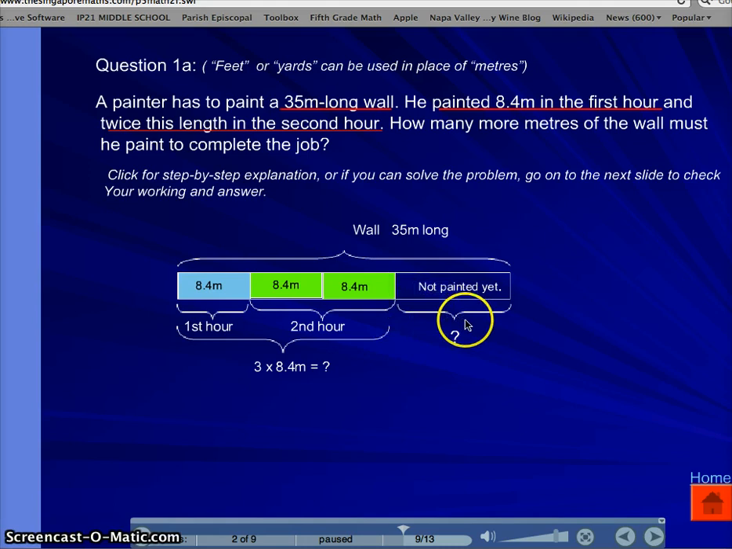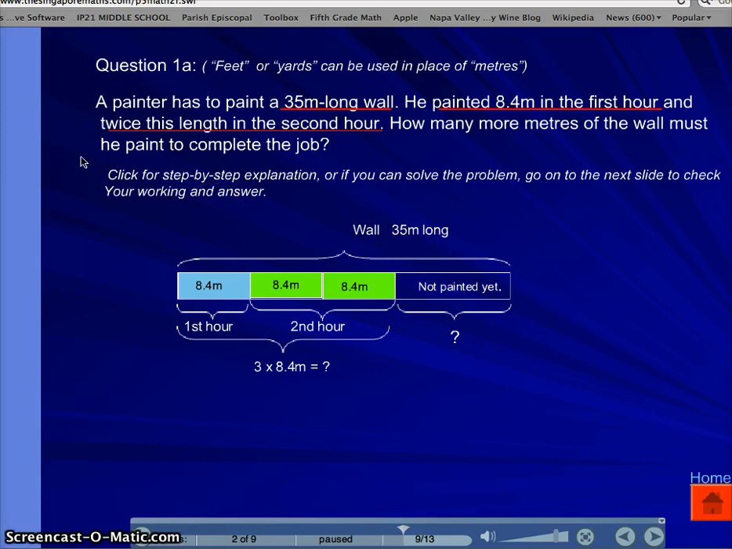And then we have this one portion that's left over that we don't know how much he has not painted yet. And that's what we need to find out. So as you can see, this image clearly represents that we have 35 meters that we ultimately want to paint. We've painted this portion of it. As soon as we find out what this portion equals, what would we do? Of course, we would subtract this from the total of 35 meters, which would give us the answer to what he has not yet painted.